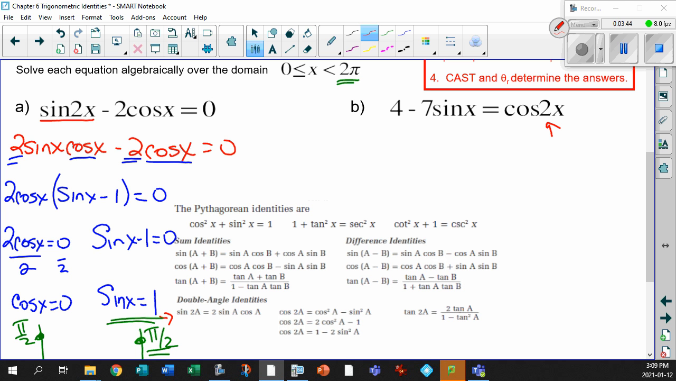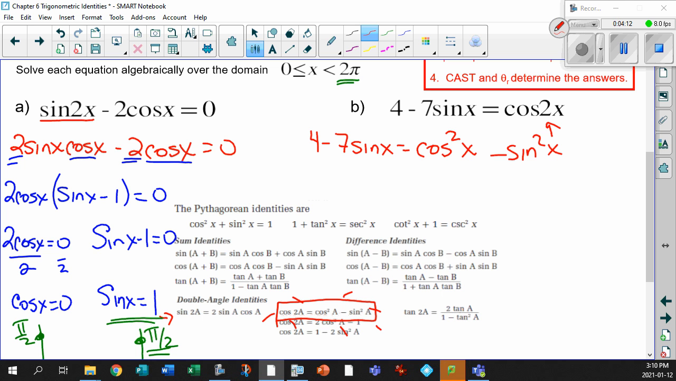And like I said in previous podcasts, always use this top one. That tends to be the easiest one to play with because that makes it a nice Pythagorean identity. Okay? So watch this. This is 4 minus 7 sine x equals 2. Look at that. That is just cos squared x minus sine squared x. That's the identity right here.